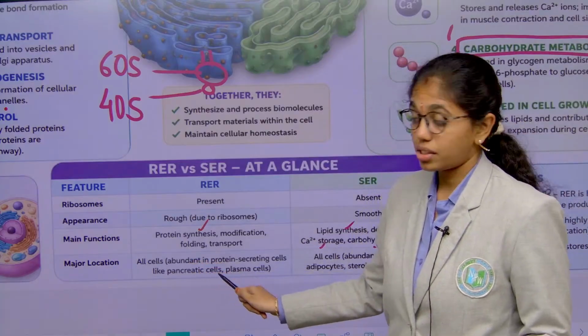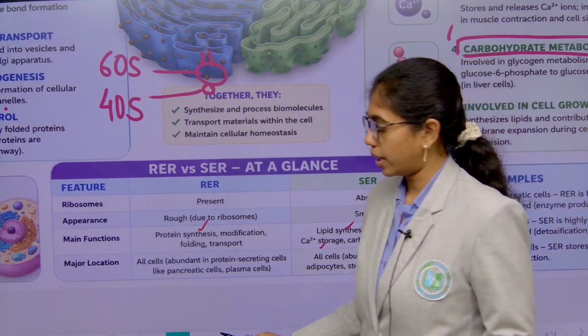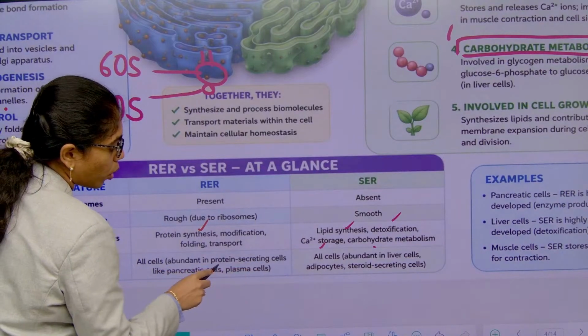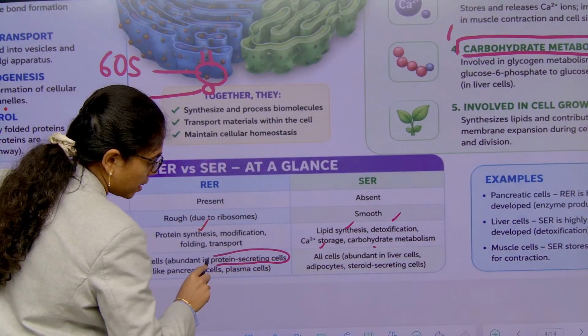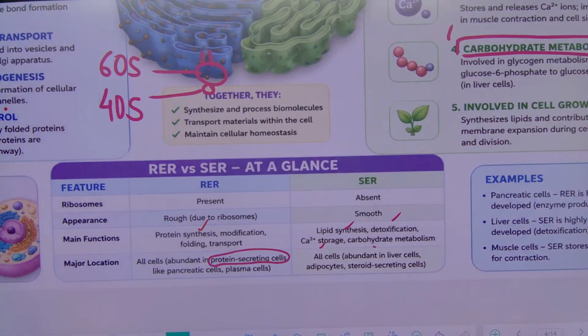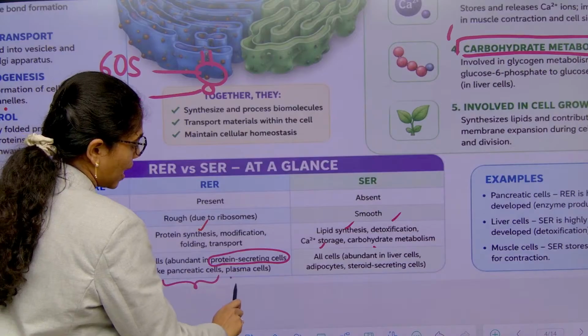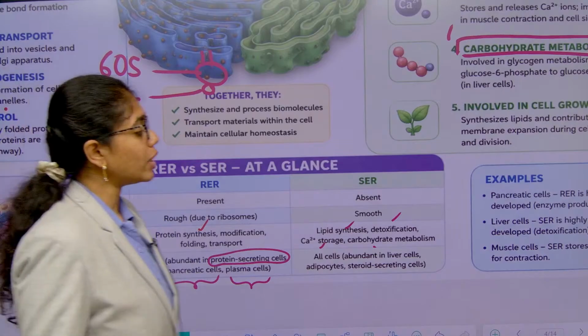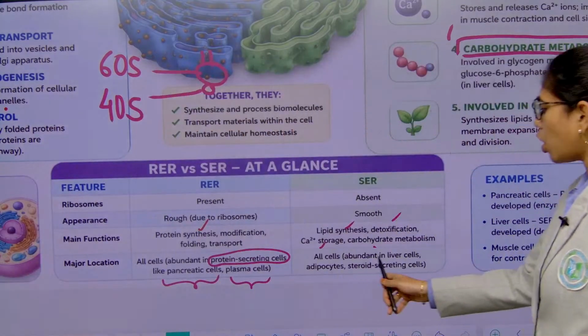Major locations, this is a new point you have to take down. RER is abundantly present in protein secreting cells. It is abundantly present in what cells? Protein secreting cells like pancreatic cells and plasma cells. Got it? Next, smooth endoplasmic reticulum is present in all types of cells.